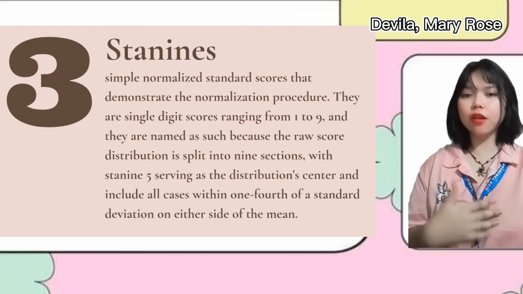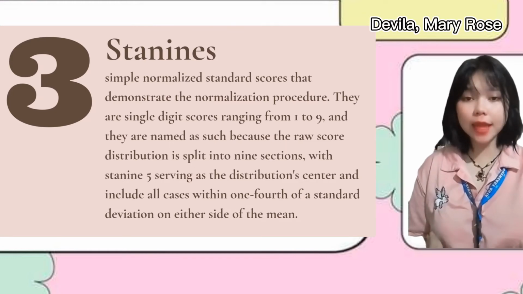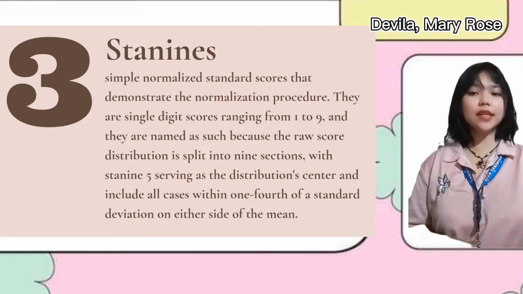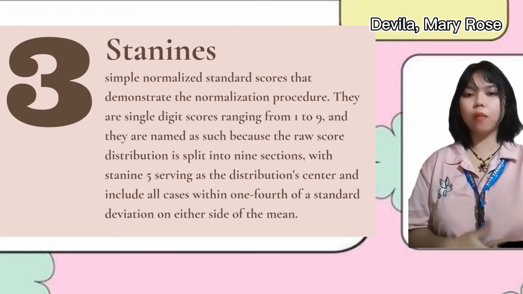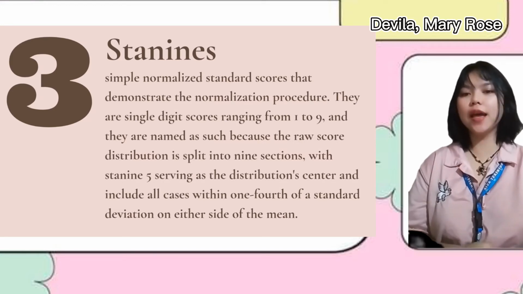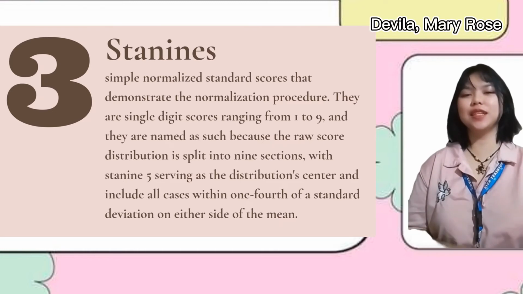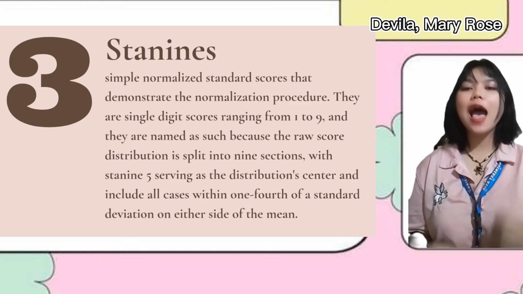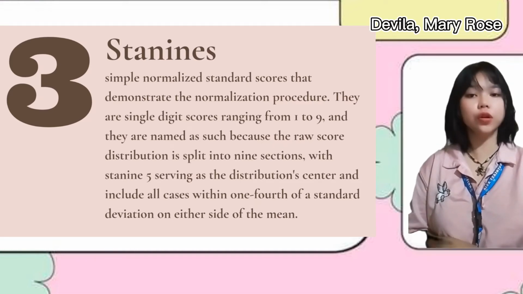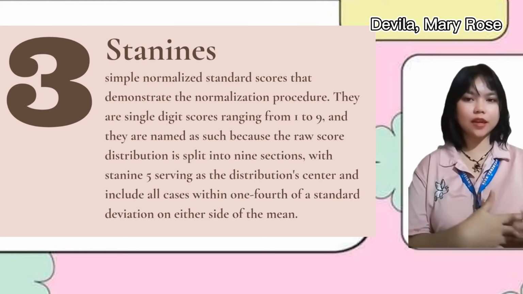The stanines are a type of standard score. These are simply normalized standard scores that demonstrate the normalization procedure. They are single-digit scores ranging from 1 to 9, and they are named as such because the raw score distribution is split into 9 sections, with stanine 5 serving as the distribution center and including all cases within 1/4 of a standard deviation on either side of the mean.